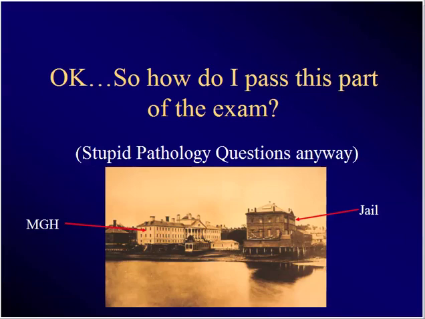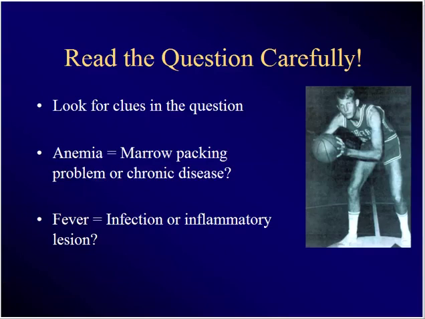Okay, so how do you pass this test? Stupid pathology questions anyway. Here's MGH. This is the old Bullfinch wing, the ether dome. Here's the jail. Here's the St. Charles. I guess at one time they'd bring you along here. If you were a good guy, they'd put you in the hospital. If you're a bad guy, they'd put you in the jail. So read the question carefully.